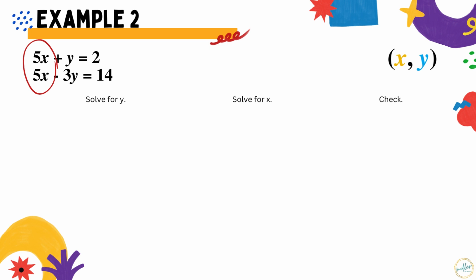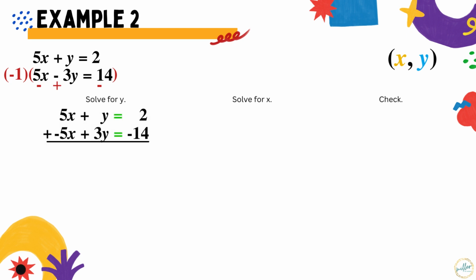Let's multiply the second equation by negative 1. There's no rhyme or reason to why I chose the second equation. Either one could be chosen. Negative 1 times 5x is negative 5x. And then the negative 1 changes the negative 3y to a positive or plus 3y. And then the negative 1 changes the 14 to a negative 14. Now we have the ability to eliminate the x terms because one is positive 5x and one is negative 5x.